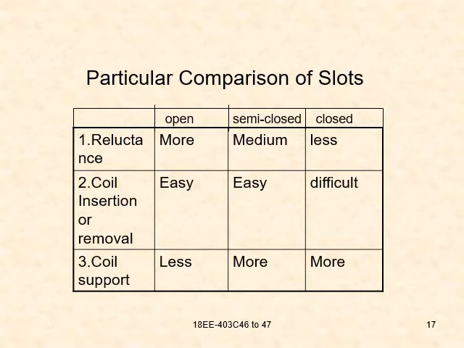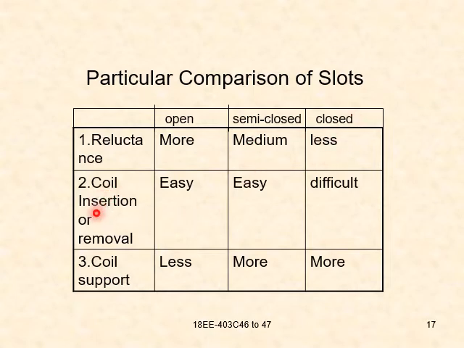Now a comparison of slots. You can see the columns over here: serial number, open, semi-closed, and closed slots. The first one is reluctance. In open type of slots, the reluctance will be more, in semi-closed it is medium, and in closed it is less. Regarding reluctance, the value is more in open type, medium in semi-closed, and less in closed.